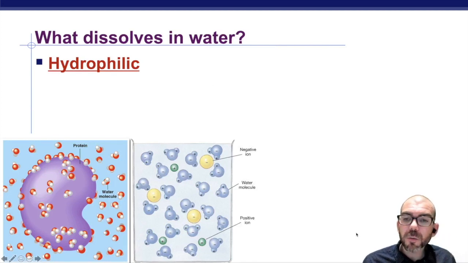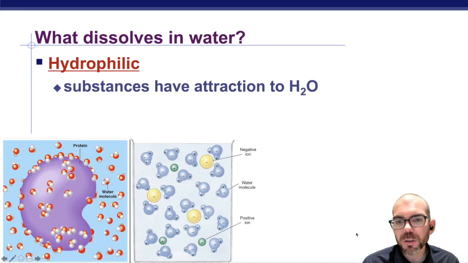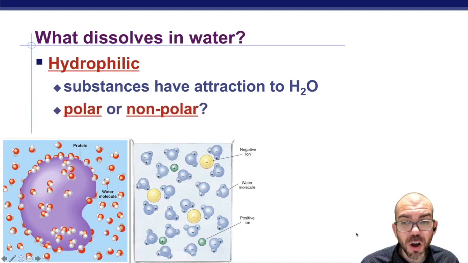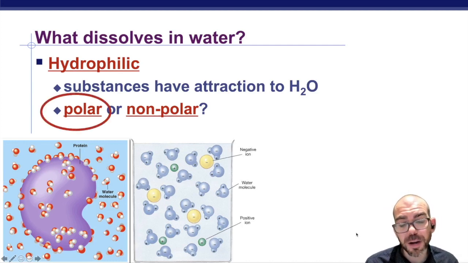Substances that do dissolve in water we refer to as being hydrophilic, or water-loving. I want you to think about why something would dissolve in water or it wouldn't. Substances that have an attraction to water will dissolve. So if something dissolves, is it going to be polar or nonpolar, and why? Well, hopefully you're thinking to yourselves it would have to be polar. Why? Because water's polar, it has a positive and negative region.